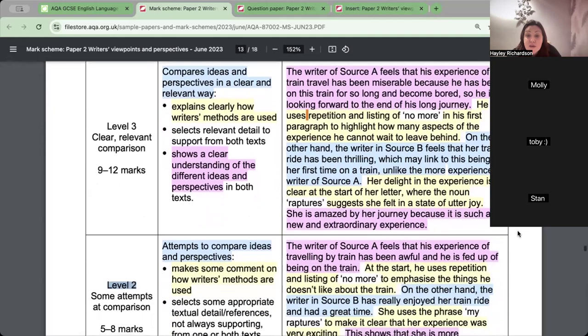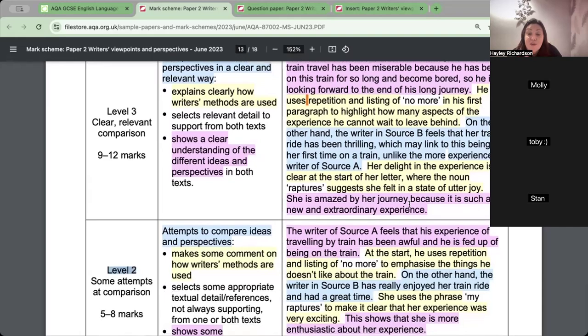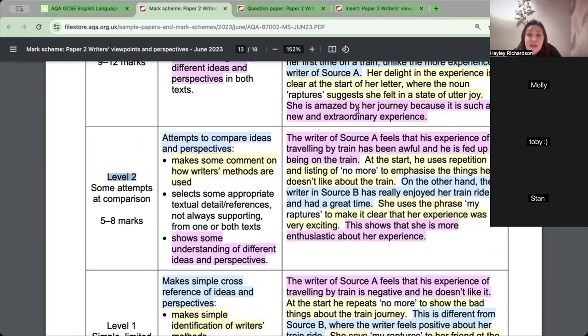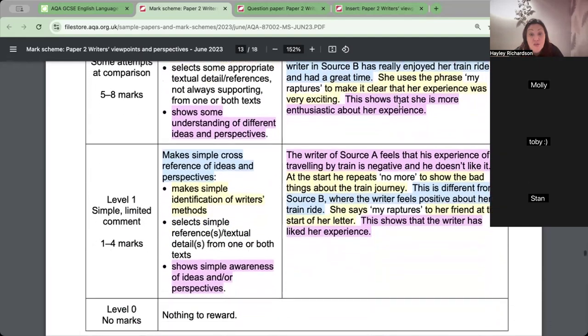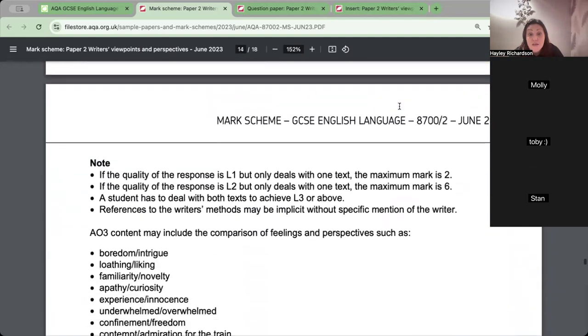Her delight in the experience is clear at the start of her letter, where the noun raptures suggests she felt in a state of utter joy. So it's not just saying that, oh, she was in raptures, she was having a good time. It's saying it's clear and it's a noun and it's showing that she is in utter joy. So it's explaining it a bit more. She's amazed by her journey because it is such a new and extraordinary experience. So again, using the knowledge that this was a new invention at this time is really interesting and shows that you have a bit of background knowledge on that era.